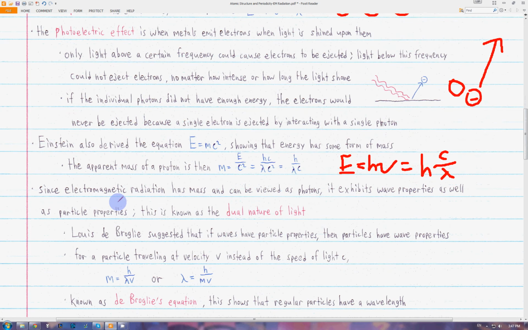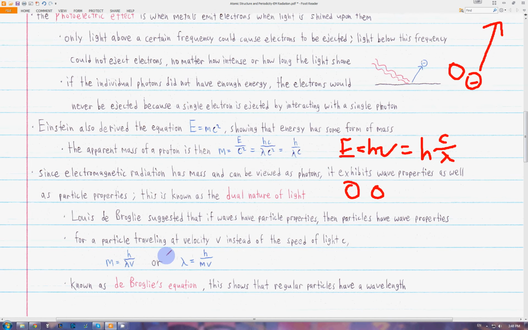So electromagnetic radiation has mass since it has energy, and it can also be viewed as photons, which are individual particles. So previously it was thought to only be a wave, but now we can see that it actually has particle properties as well. So this phenomenon is known as the dual nature of light. It has both wave and particle properties. So if waves had particle properties, then it's likely that particles have wave properties also, which is what Louis de Broglie suggested.